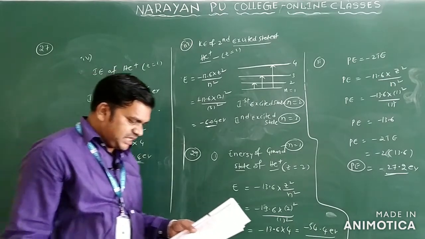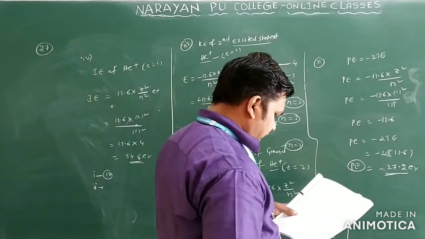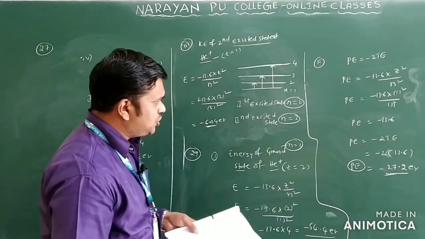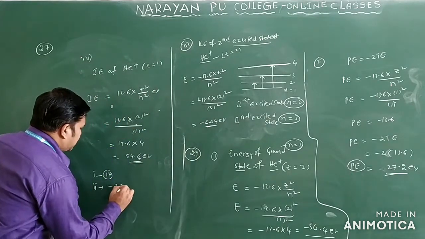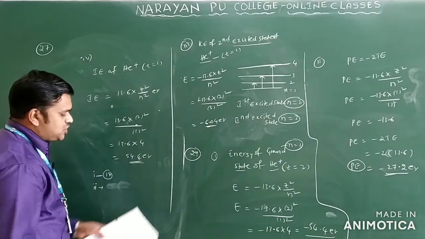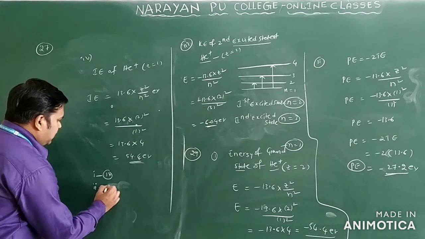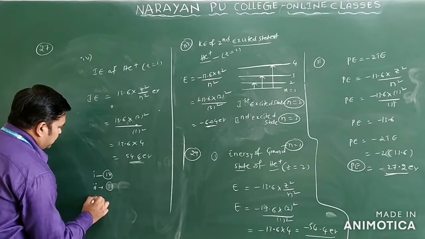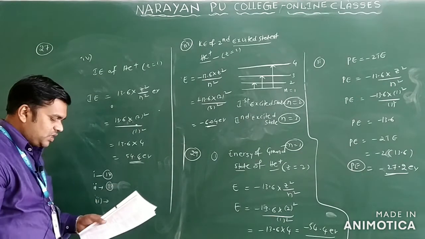Second one: what is the potential energy of the first orbit of the hydrogen atom only? How much did you get? That is minus 27.2 eV. Minus 27.2 electron volts is what we have at option 2. Now you can see option 3.